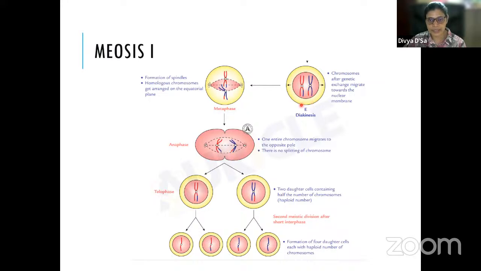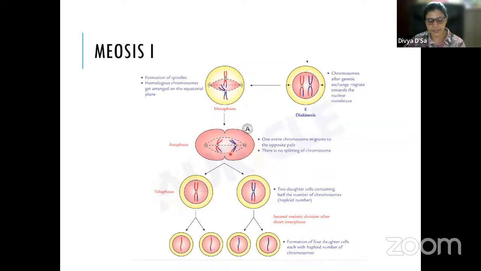Then comes the diakinesis stage here. So here the chromosomes become more contracted and migrate towards the cell membrane. So they migrate towards the cell membrane after that genetic exchange. So at the end of this prophase stage, what happens is this nuclear membrane here, this is the nuclear membrane of this cell, it disappears. Then is the metaphase stage.